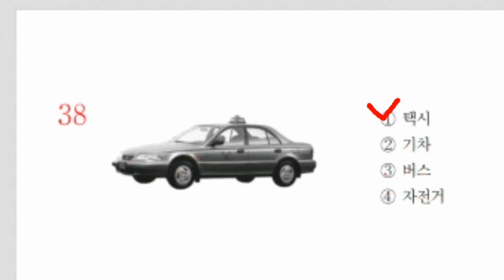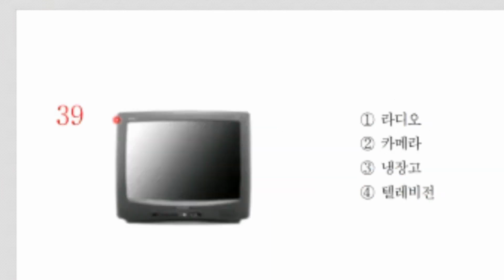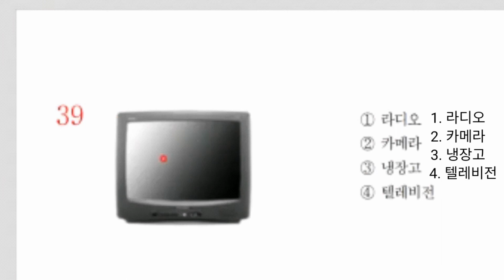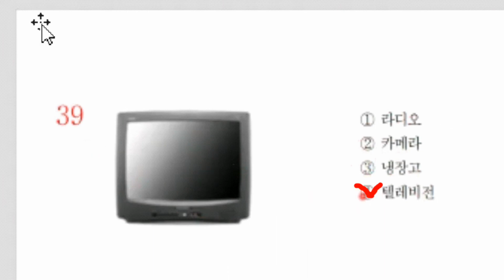Okay? So next is number 39. Number 39 is TV, right? Television. So, ganun din yan siya, yung pronunciation konti sa Korean, if maalala nyo. Okay, so number 1 is radio. Radio, it's not. And number 2 is camera. Camera, it's not camera, right? And number 3 is 냉장고. 냉장고 is refrigerator, ref. And number 4 is television. Okay, so the answer for number 39 is television, number 4.